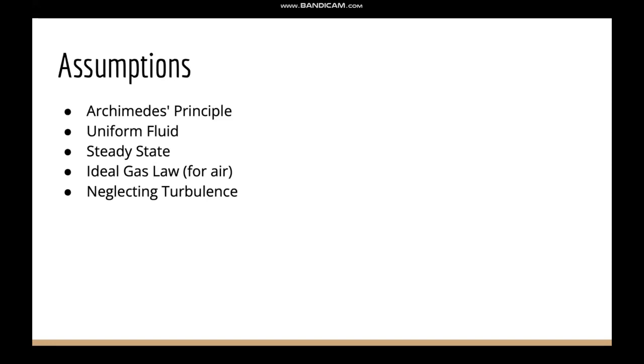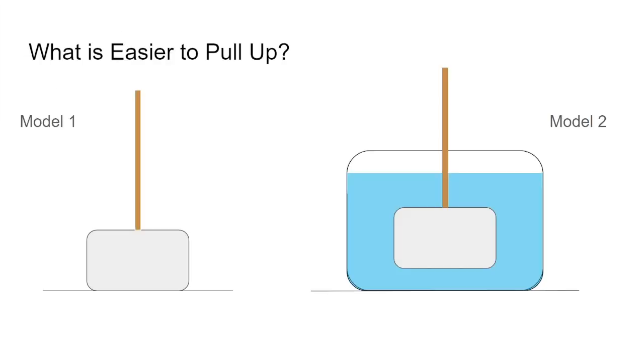And then we have the steady state. Consider the problem to be a steady state, assuming that the fluid and the object have reached equilibrium and there's no further acceleration. And then we are also assuming that we are dealing with the ideal gas law. If we are dealing with air, you might assume that it behaves as an ideal gas according to the ideal gas law. In fluid dynamics, you might also neglect turbulence effects unless specifically addressed in the problem, which we are not addressing.